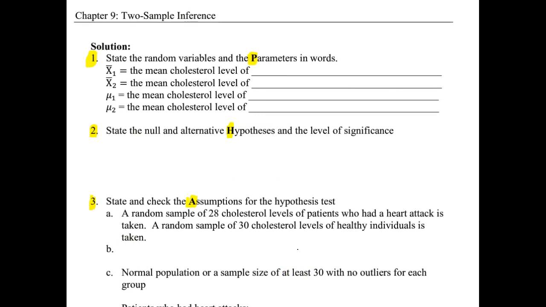All right, so for the hypothesis test, again, we're going to walk through the steps for PHANTOMS. So again, the first one is the parameters. In this case, mu1, it doesn't matter which group, I'm just going to take the first group they talked about, the heart attack patients. So this is going to be the mean cholesterol level of all patients who had a heart attack. And group 2 is going to be the healthy ones, so this is going to be the mean cholesterol level of all healthy patients.